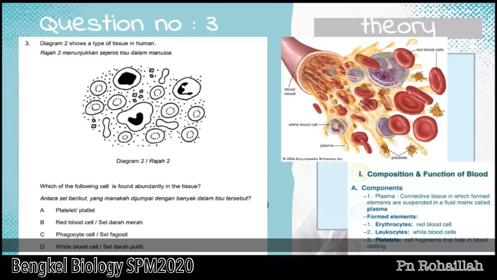Okay, look at number 3, question number 3. So, diagram 2 show a type of tissue in human. So, underline the word type of tissue in human.